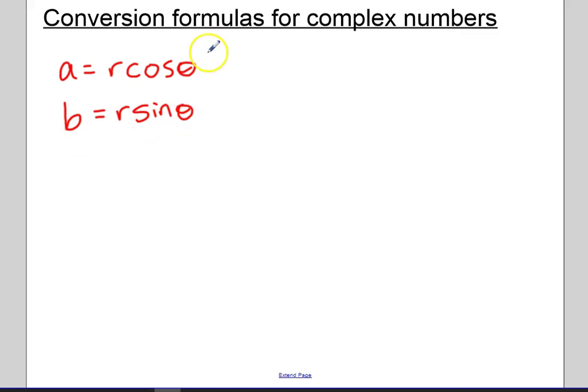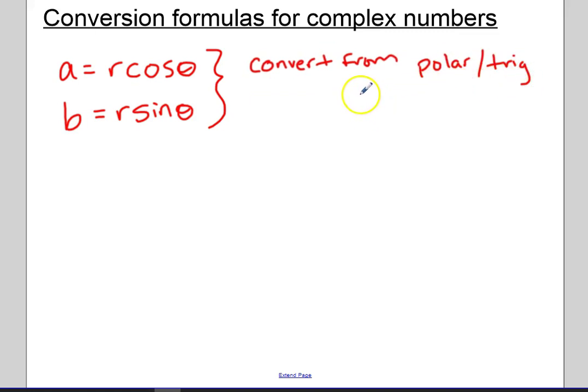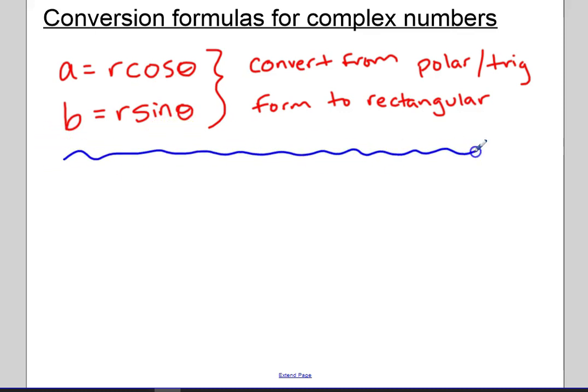Next, let's state what we have here. These are to convert from polar or trig form to rectangular. We can call it polar form, or sometimes you say trig form of complex numbers. But what if we want to go the other way around? What if we're given the point in rectangular form and we wish to convert it into polar or trig form? Well, that means we have to figure out the r and the theta.